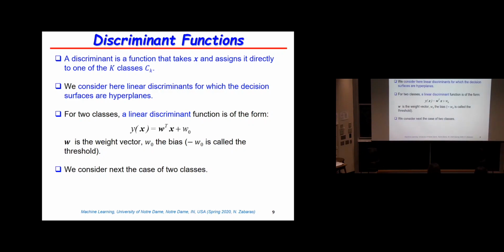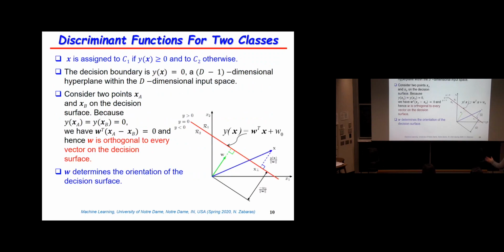So if y of x is positive, it is this class. If y of x is negative, it is another class. All right, so let me define some geometry. And geometry is very essential for data.